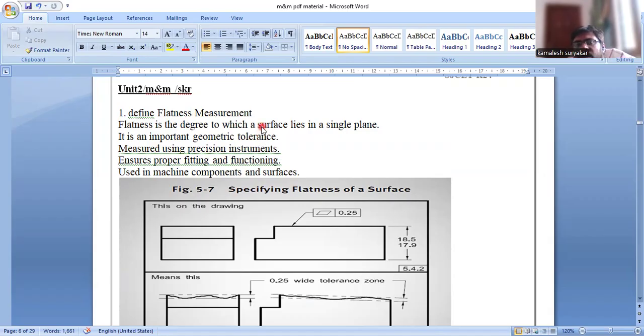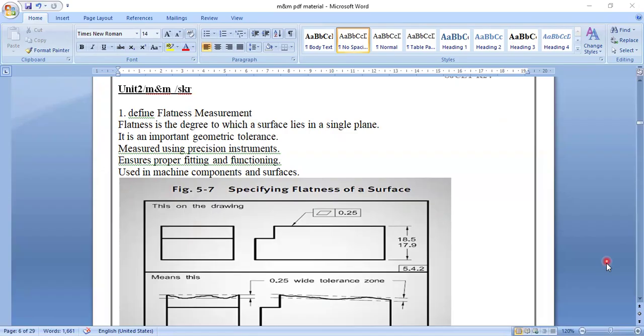The roughness of the flatness is measured. For that, we have some tools also here. This we need to explain here. So let us say what are these experiments which are useful to measure this flatness in this unit one. I will be covering here.